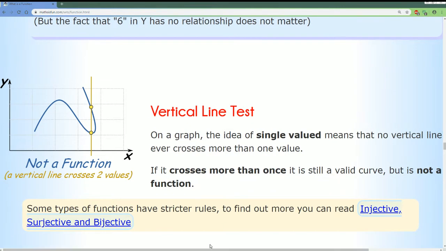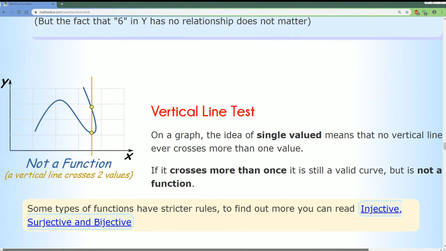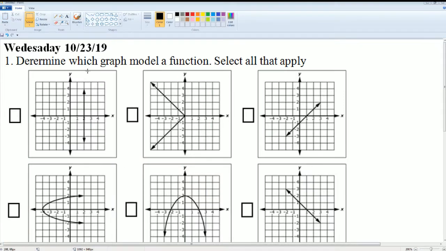On the graph, the idea of a single value means that no vertical line ever crosses more than one value. So this vertical line, notice that it crosses two values. The fact that it crosses two values means this is not a function. If it crosses more than once, it is still a valid curve, but not a function. All right, so let's apply this rule here.